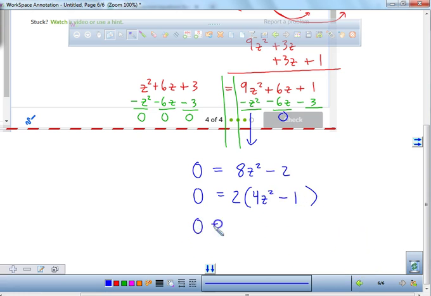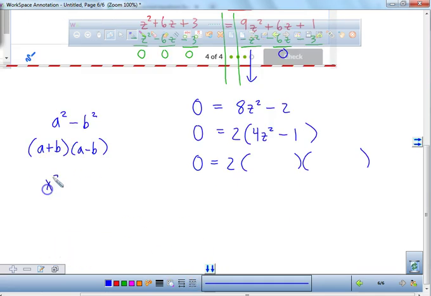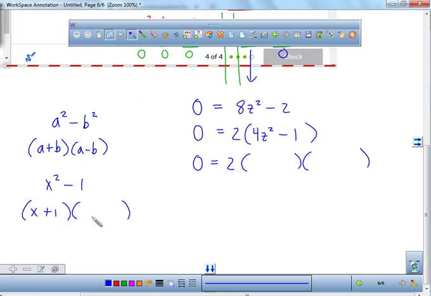Now, I'm not sure if you guys recognize this or not, but this is a difference of squares. Now, there's a pattern for a difference of squares. Here's your pattern. If you have a squared minus b squared, that always factors to a plus b and a minus b. So here's a very common one that you'll see. X squared minus 1 factors to x plus 1 and x minus 1. Another very common one you could say is x squared minus 4, or x squared minus 9.